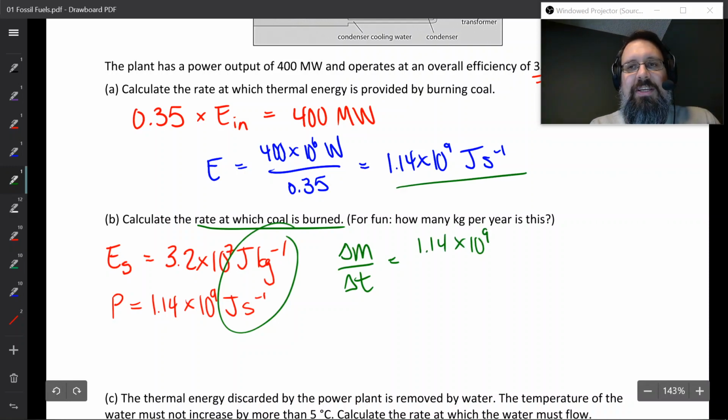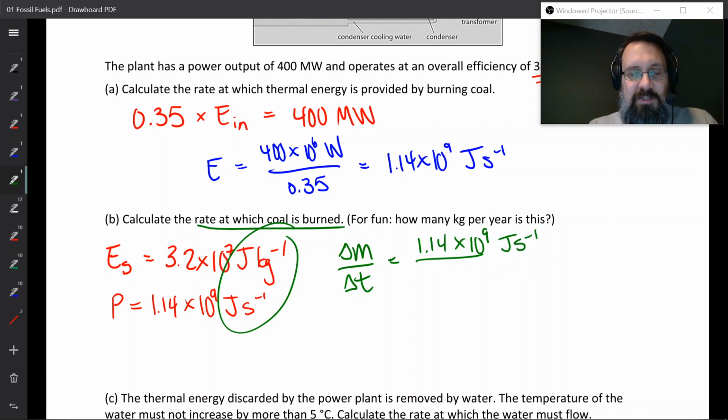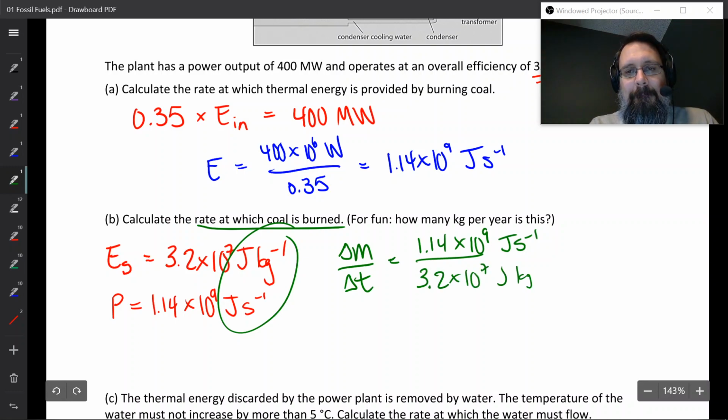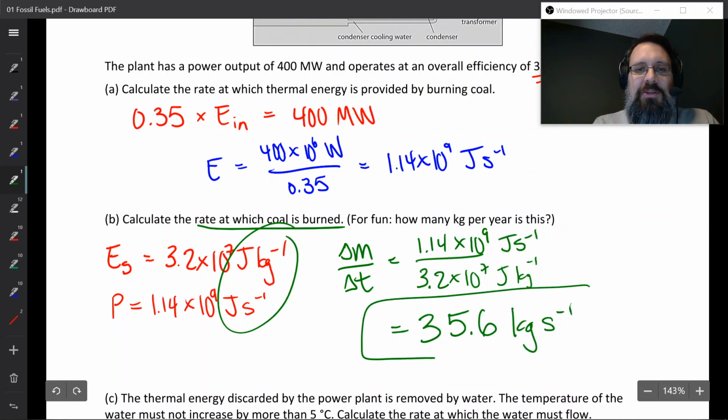All right, so we're going to put 1.14 times 10 to the 9. That's the amount of energy that we need to get out. And then we're going to divide that by, I guess I should put my units on there, the specific energy of coal, 3.2 times 10 to the 7 joules per kilogram. And then if you do that division, you end up getting 35.6 kilograms per second.